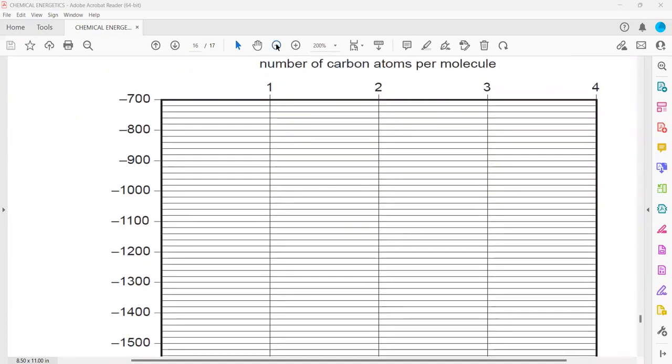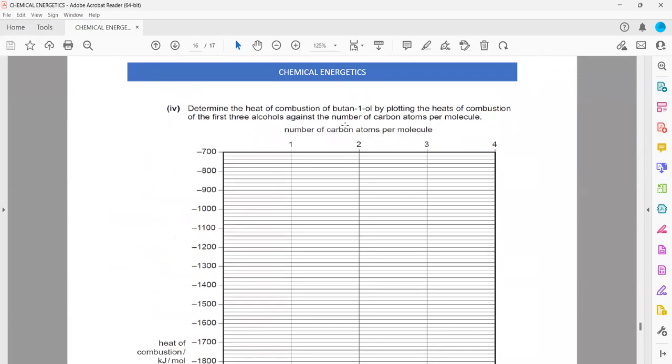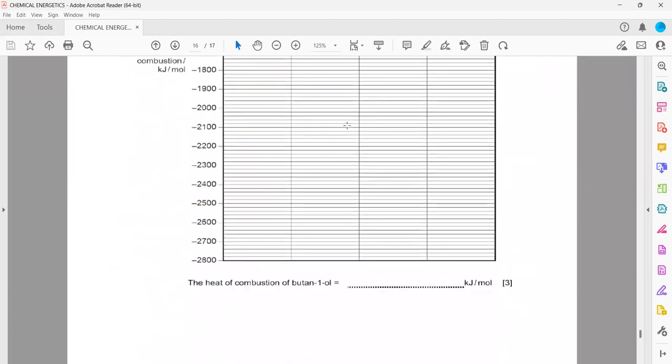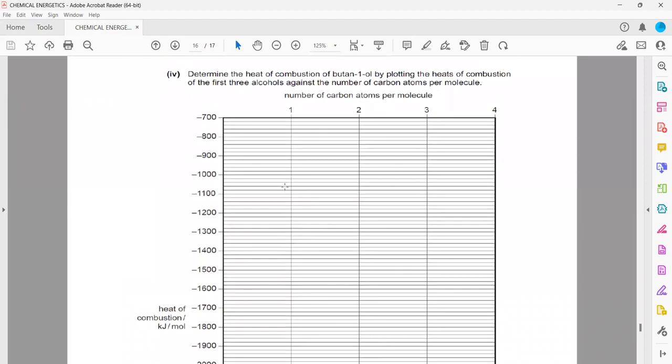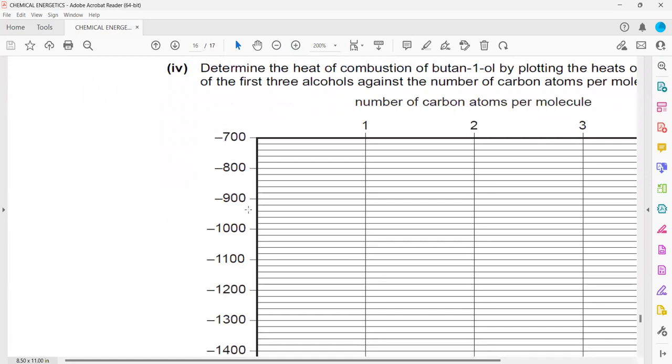There is a graph here. We have to plot a graph to determine the heat of combustion of butanol. What we have to do, like this is minus 700, minus 800, minus 900.